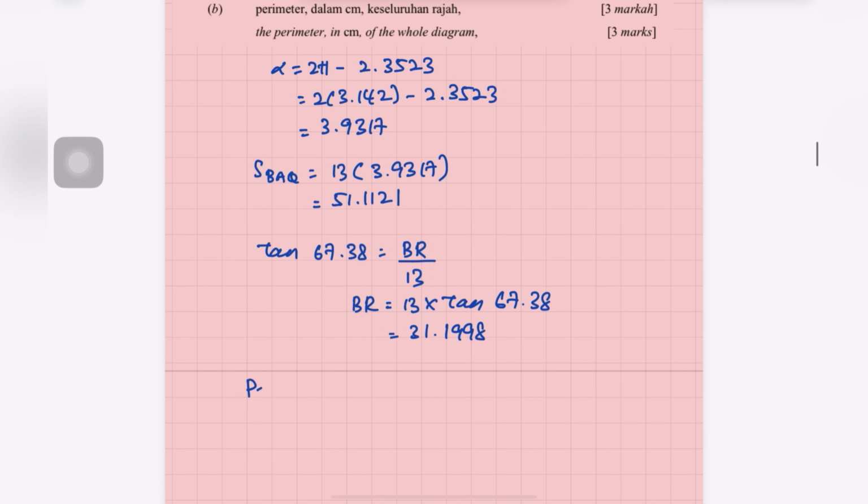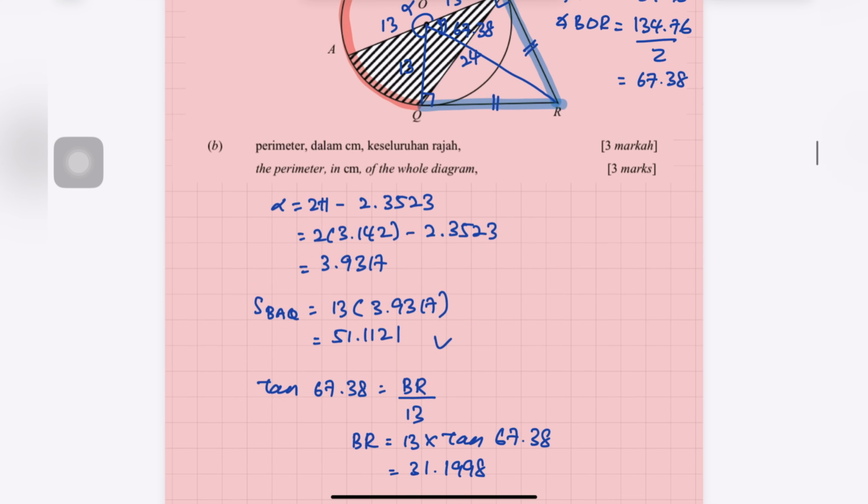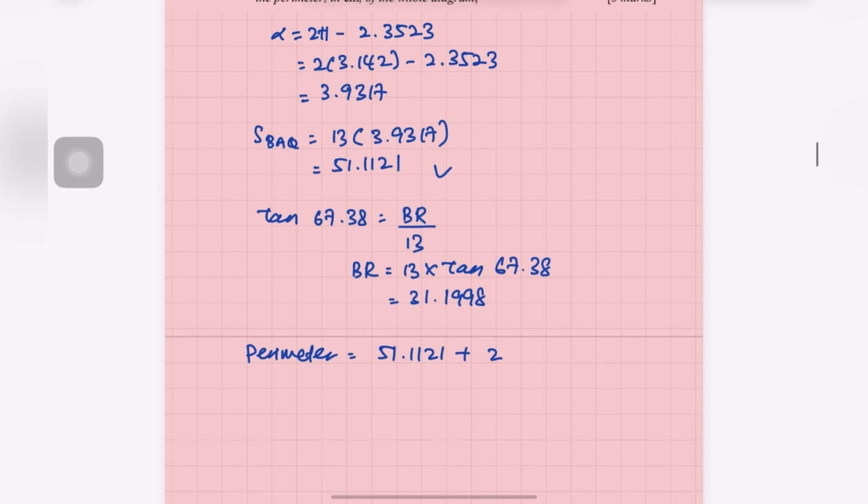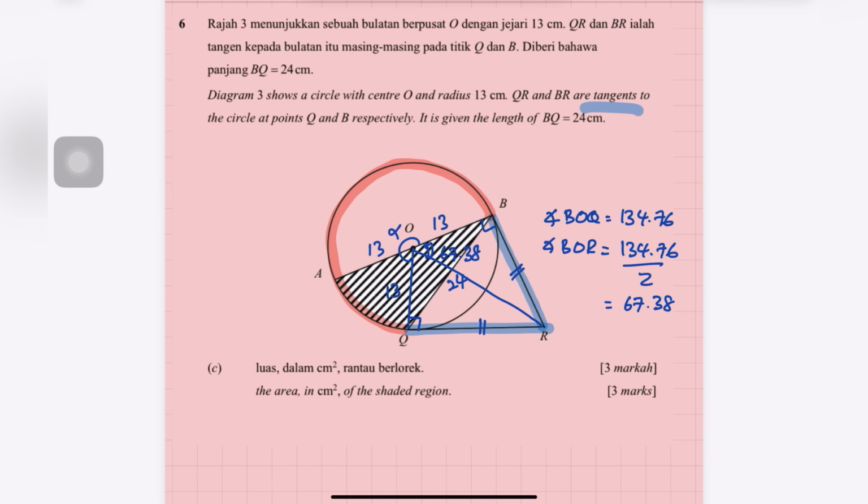Okay, so perimeter. Okay, perimeter, this one, the length of arc BAQ, so 51.1121 plus BR and QR are same, so times 2. So 2 times 31.1998. Okay, so this one, the answer is 113.5117. 6C, find the area in centimeter squared of the shaded region.